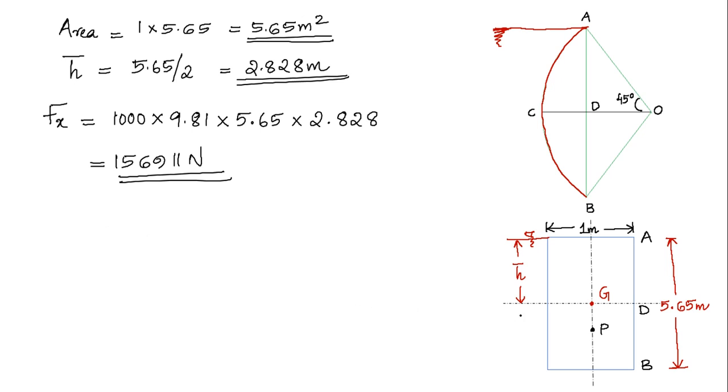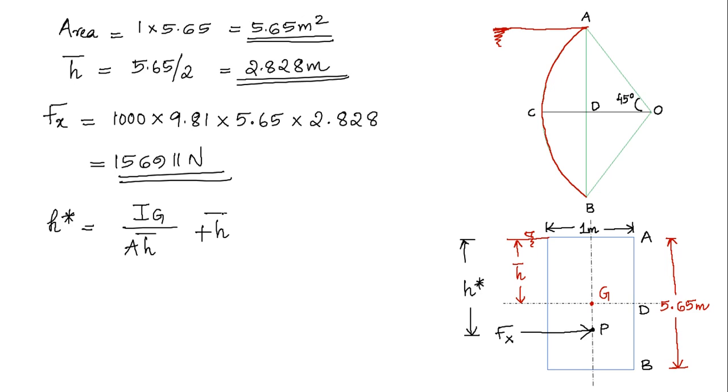the position of the center of pressure from the free surface is H star. Fx will be acting at this particular point. H star is equal to Ig by A H bar plus H bar. So here Ig will be 1 by 12 into BD cube, since the projected surface is a rectangle. And by substituting, we can calculate H star.